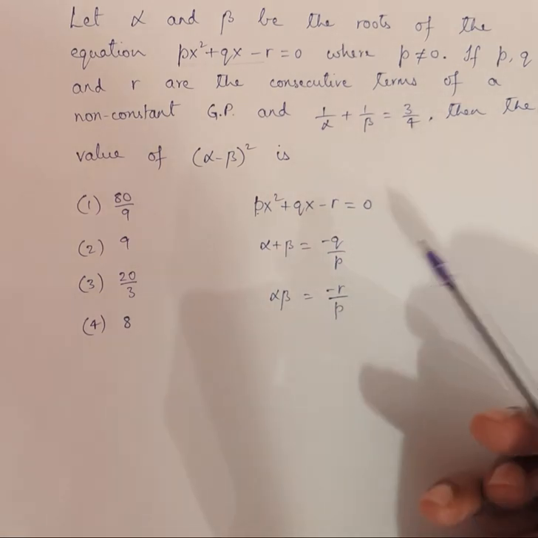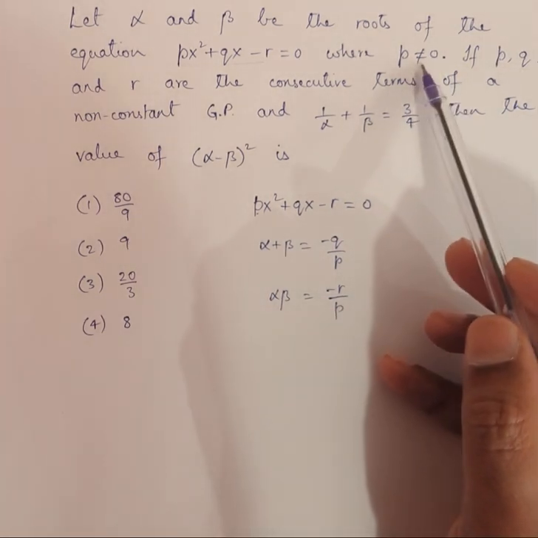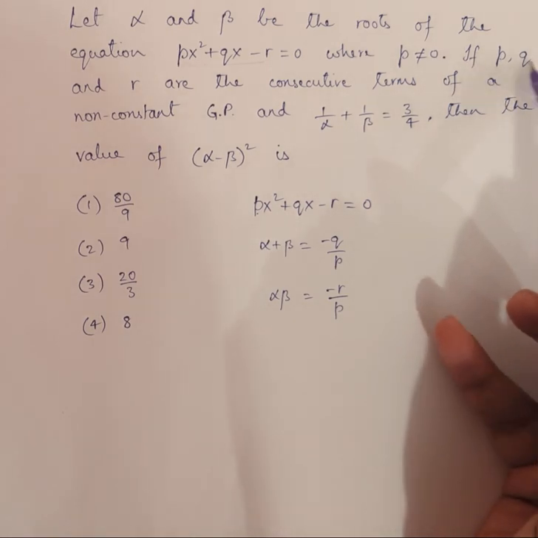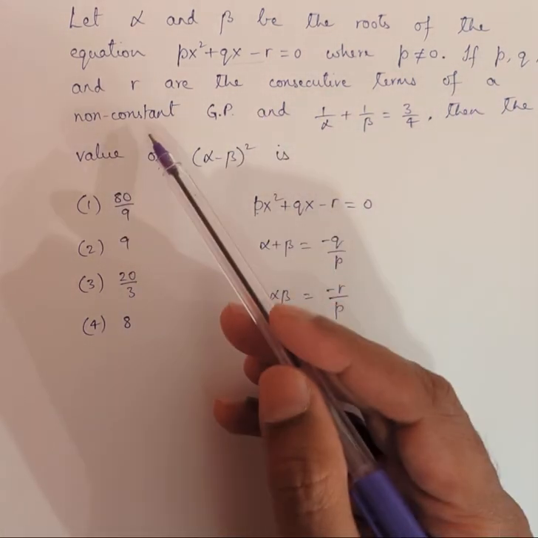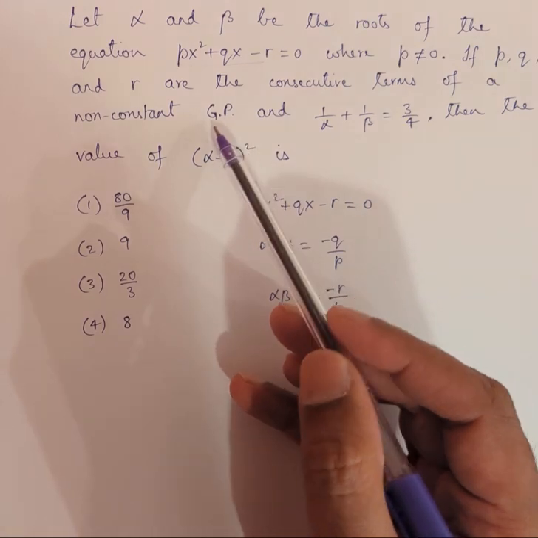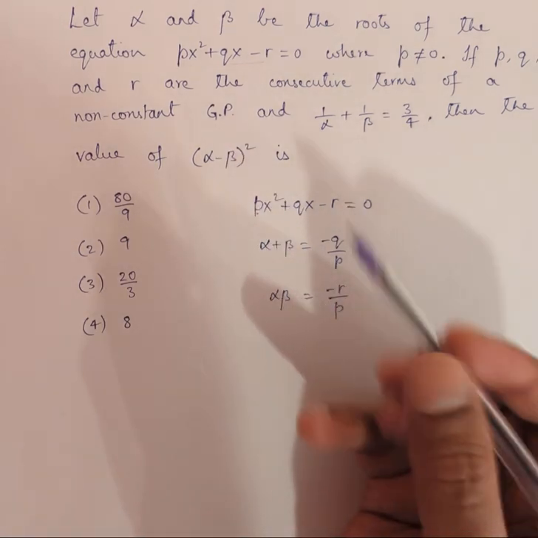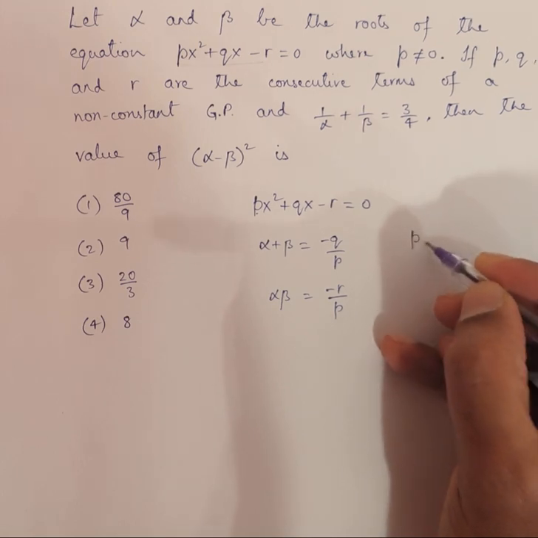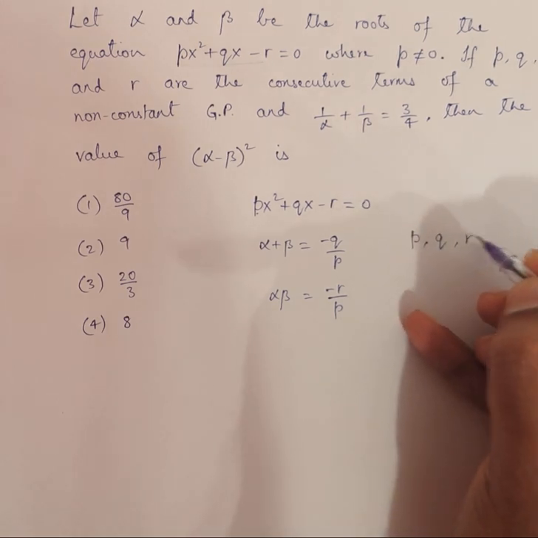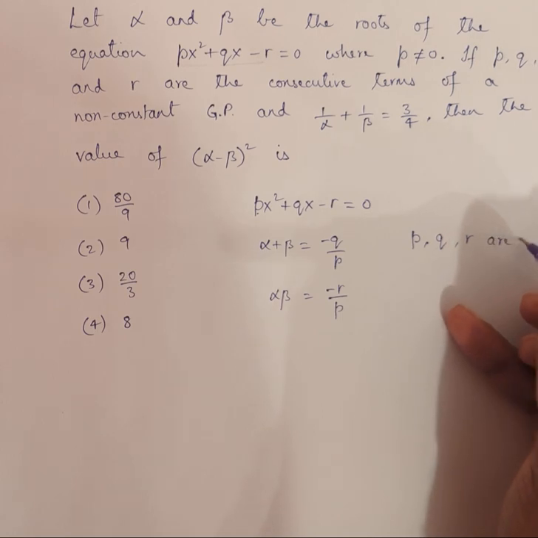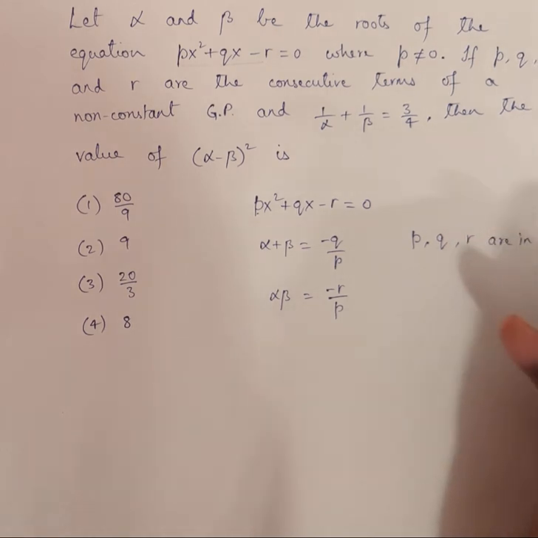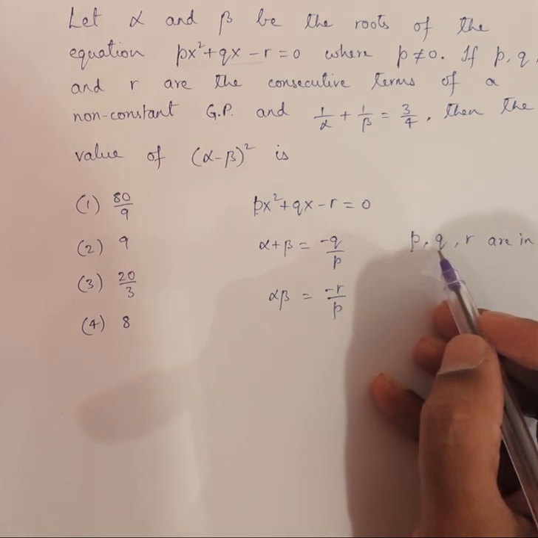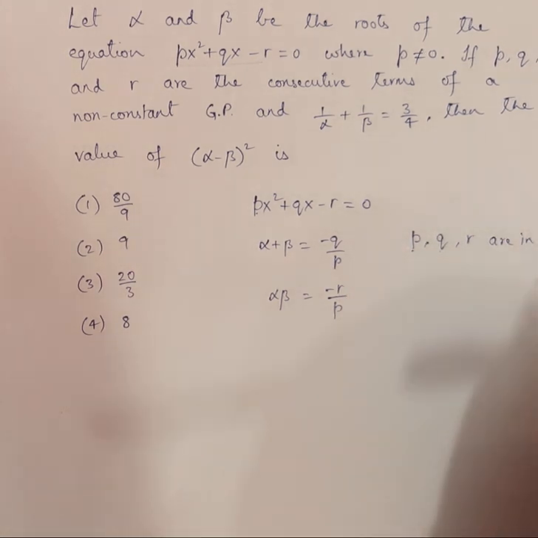All right, let's write this down, and it says p is not equal to 0, otherwise this would not work. If p, q and r are the consecutive terms of a non-constant GP, geometric progression, which means p, q, r are in GP. So you multiply p with the common ratio, you get q. You multiply q with the same common ratio, you get r.